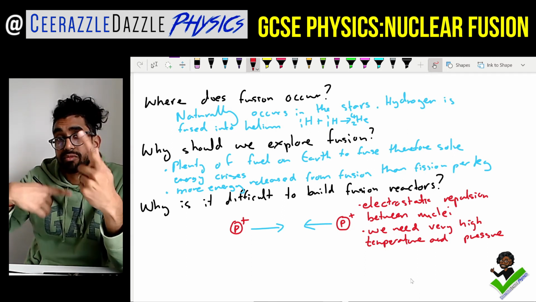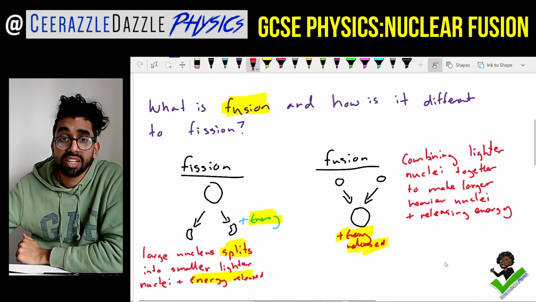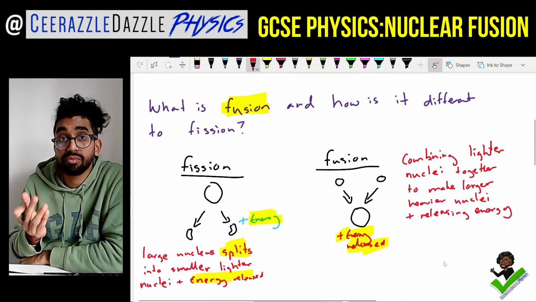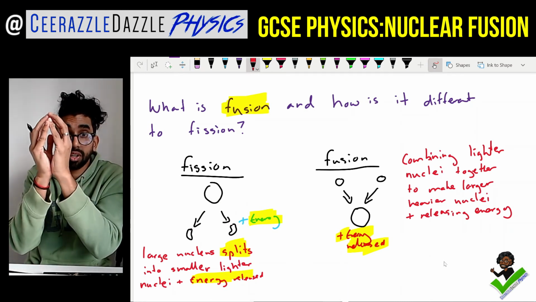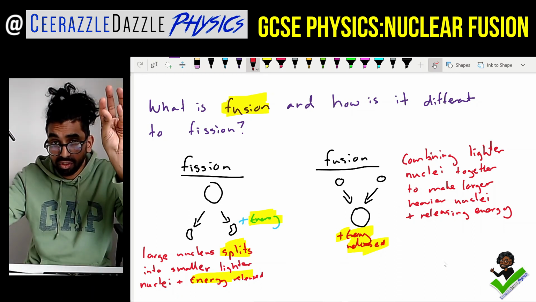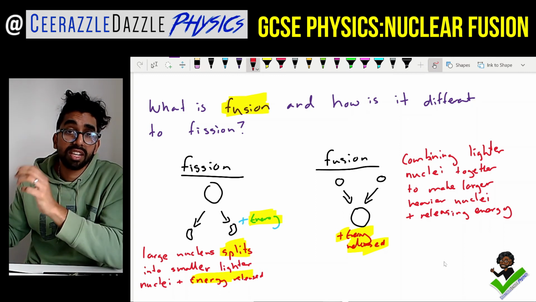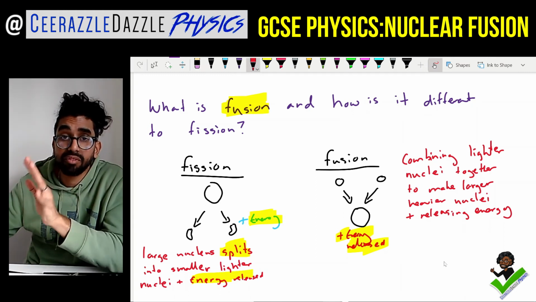Let's have a quick recap right from the top. Nuclear fusion, guys, was today's title, and then we talked about how it's different from fission. In fission, the large nuclei is going to split, releasing energy. In fusion, the smaller, lighter nuclei is going to combine into a heavier one, releasing energy, guys. So that's going to be the difference between nuclear fission and fusion.